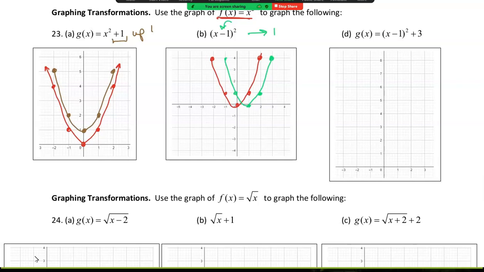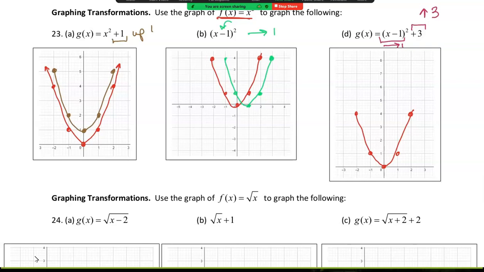Okay, so same function. Let me get my red out. And this is 0, 0. This is 1, 1. And this is 2, 4. Okay, that's the parent function. Now we've got 2 changes going on. So this one says, move it to the which direction? It's next to the x, so it's goofy. That's going to go to the right 1, and then this other one is outside, so that's going to go up 3. Okay?